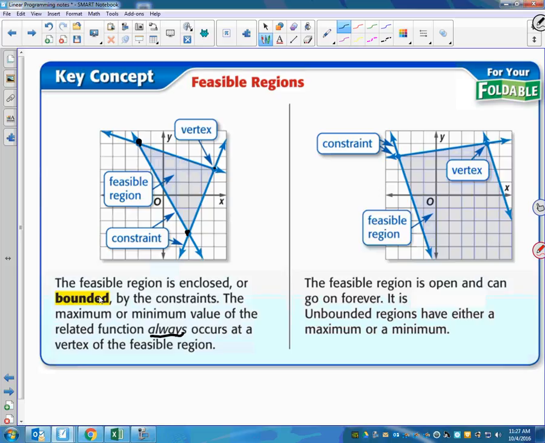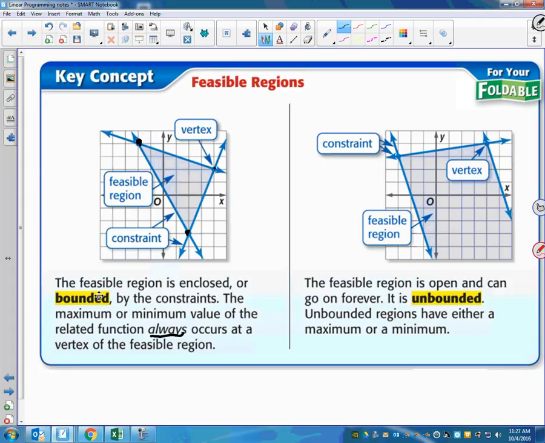The other type of region that we might have is we could have 3 equations that don't make a closed figure. We did not do that yesterday. If one part of it is open, we say that is unbounded, because unbounded means it just goes on without restriction. Unbounded regions will either have a maximum or a minimum, but they won't have both, all right? So depending on what the graph looks like determines whether it's going to have a max or a min.